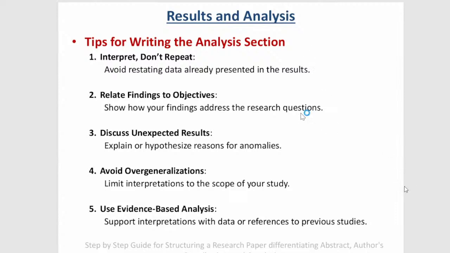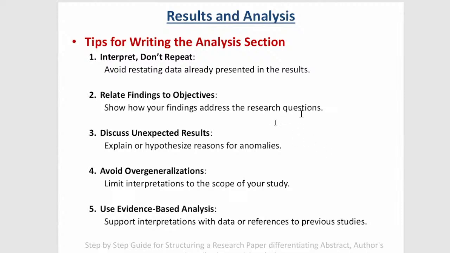We need to discuss unexpected results. Unexpected result discussion means we have to explain or hypothesize reasons for anomalies. We have to avoid overgeneralizations. Overgeneralization means limit interpretations to the scope of our study. So we have to be specific to the point so that the topic is not misunderstood or overgeneralized by others. And of course, if there is any unexpected result or any kind of anomaly that we get, we need to address it in the analysis section.